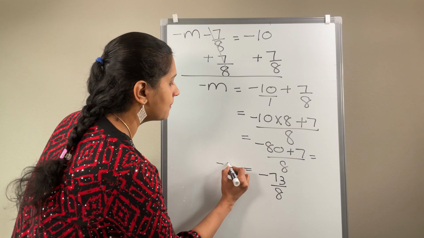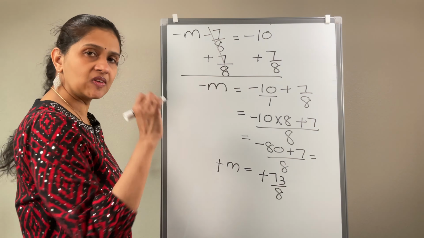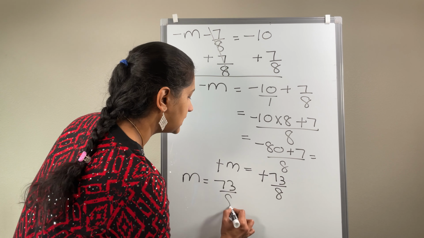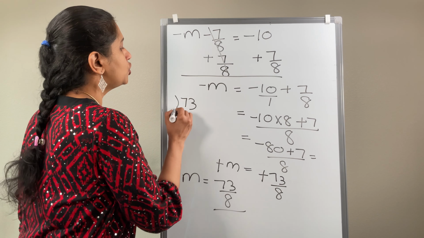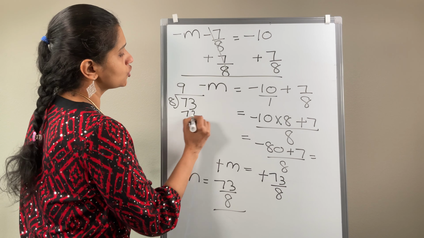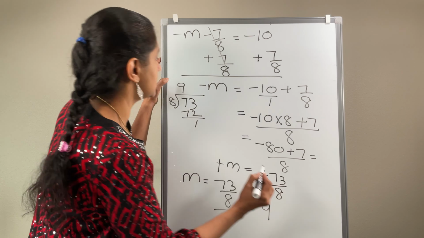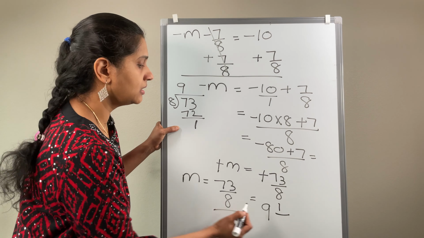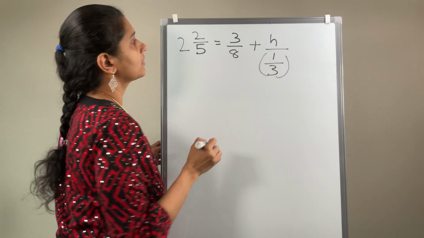So minus m is equal to minus 73 by 8. So this minus and this minus will get cancelled. So m will be equal to 73 divided by 8. That is the fraction form. If you want to convert this into mixed fraction form, 8 9s are 72, so you will have a remainder of 1. First you put the quotient which is 9, and then the remainder, 1, by the denominator 8. 9 1 by 8 is the mixed fraction form.